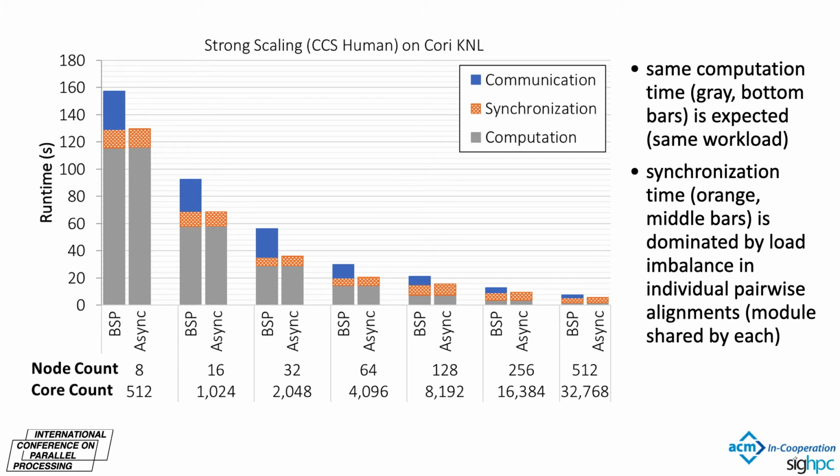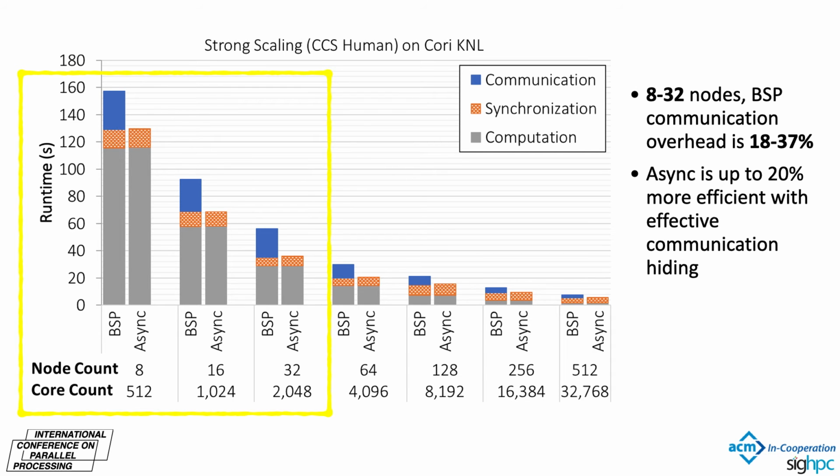The synchronization time in orange is related in that it is dominated by the computational load imbalance from the dynamic pairwise alignment tool used in each implementation. Let's focus now, though, on the communication in blue. From 8 to 32 nodes, the BSP approach's communication overhead is a whopping 18 to 37% of its runtime.